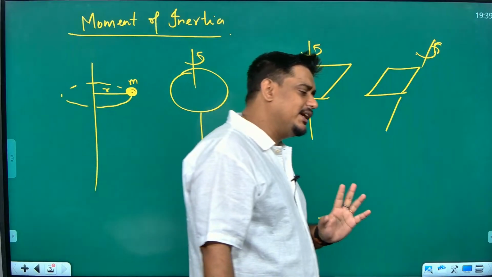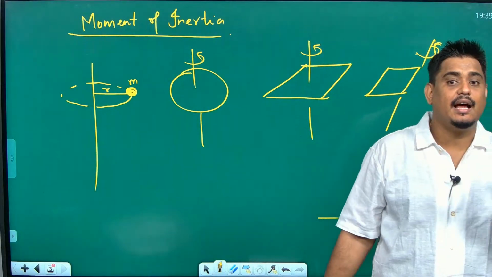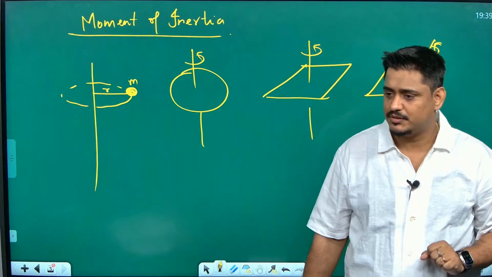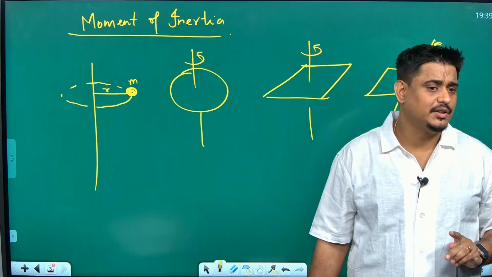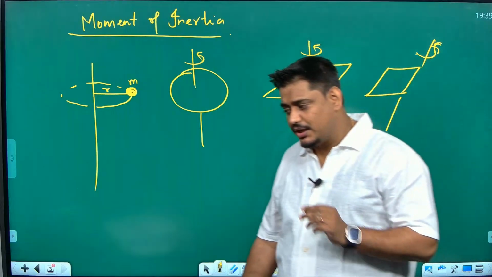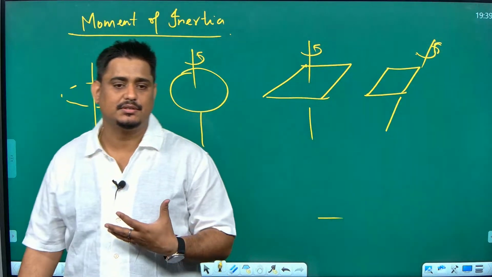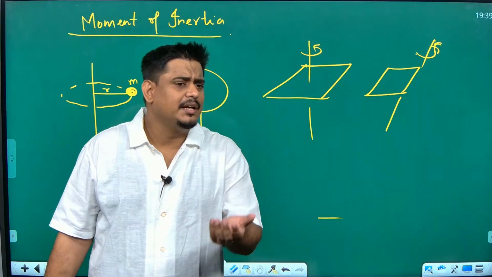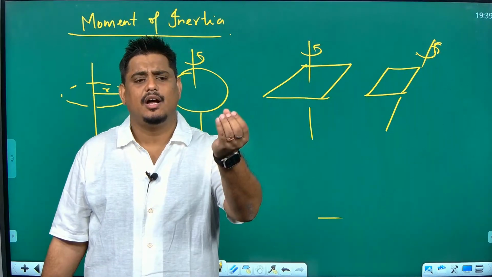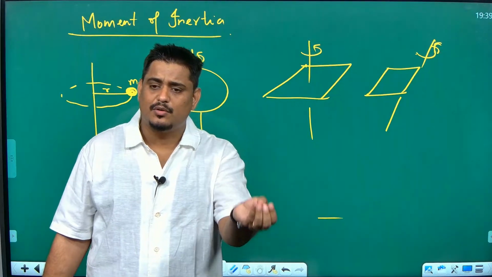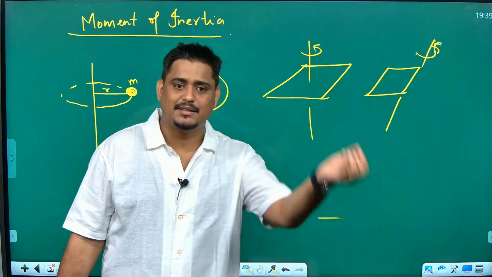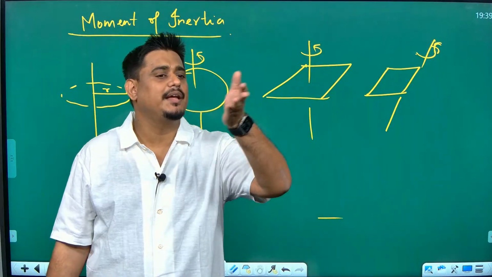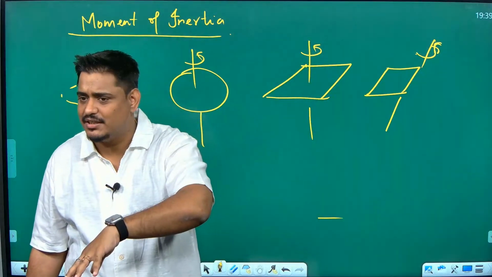So first, you should be very clear on the axis of rotation concept. If you are failing in that, you cannot understand what moment of inertia is. Whenever I say axis of rotation, you should be able to understand that this is the axis of rotation. And how do we define the axis of rotation? By using simple terms like the object is rotating about an axis perpendicular to its plane, passing through its center, parallel to its plane, passing through its tangent, like that we will say.